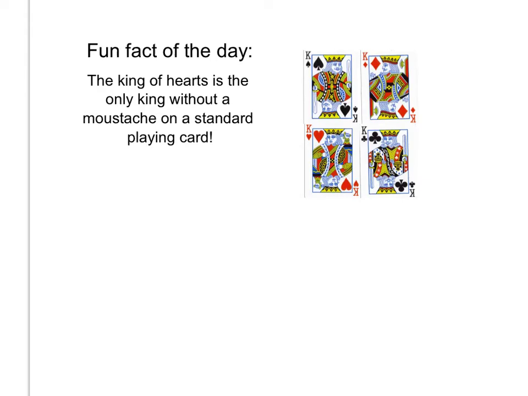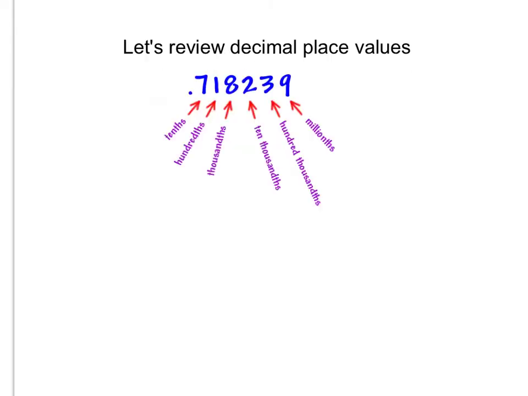Of course, it wouldn't be a lesson without the fun fact of the day, and here you go. It says the King of Hearts is the only king without a mustache on the standard playing card. Here's the King of Hearts. If you look really closely at him, he does not have a mustache up here, whereas the King of Spades, the King of Diamonds, and the King of Clubs all do. For whatever reason, I don't know. Kind of like how this one is the only one that is facing to the side. So, anyway, fun fact of the day. Let's go ahead and get going with the lesson.